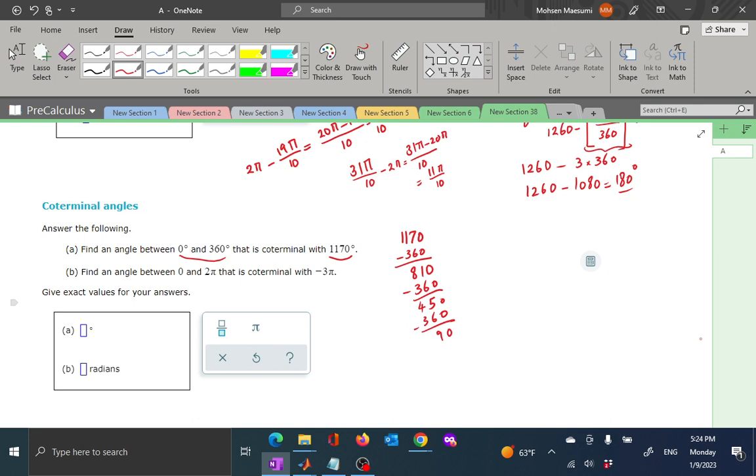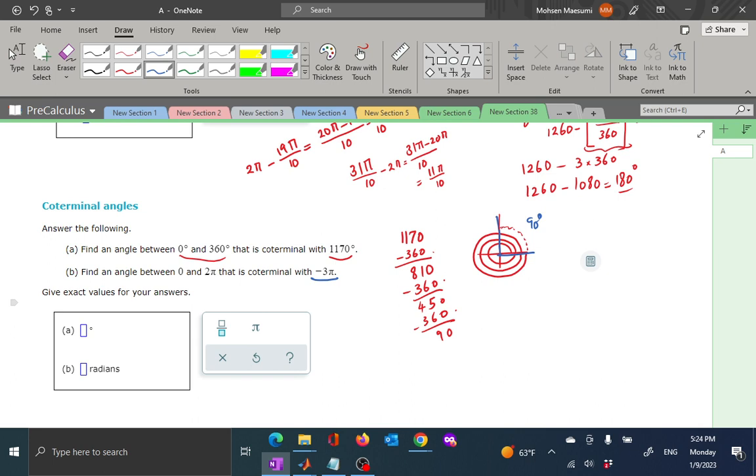1170 means we had gone through the circle 3 times. So it was a situation like this: you went once, you went the second time, you went the third time. This is 3 rounds, and this is the final stretch for you. That's an extra 90 degrees. The angle that's coterminal with this is just that angle, which is the 90-degree angle.